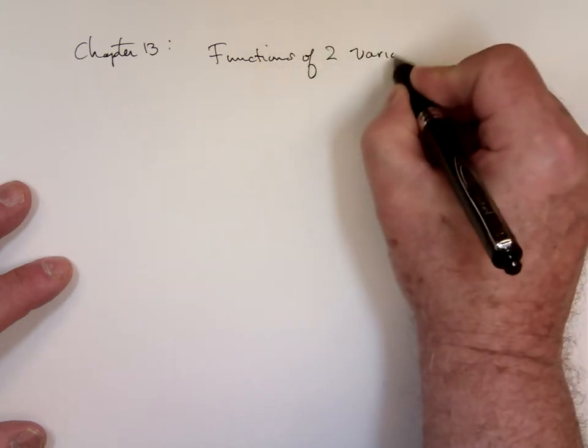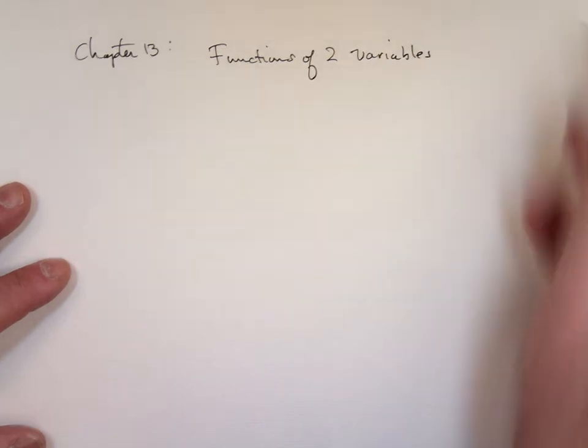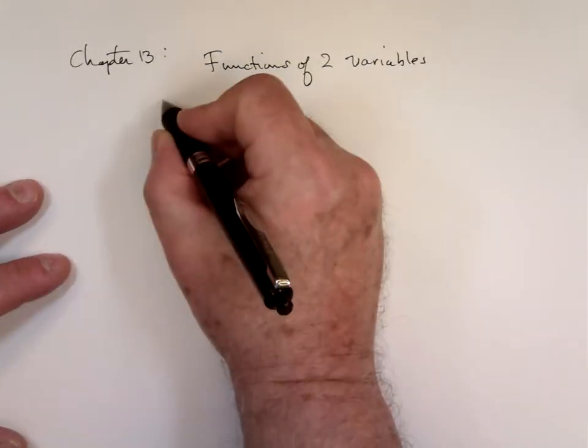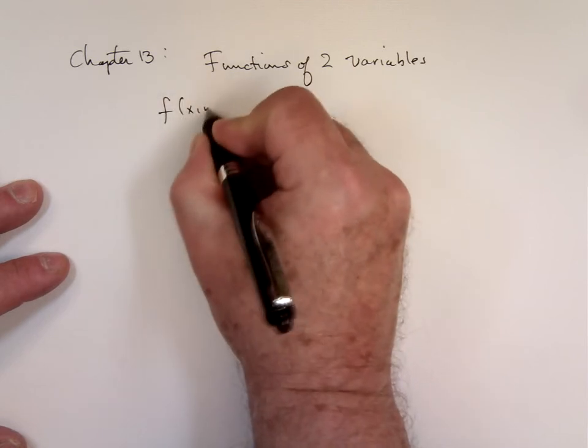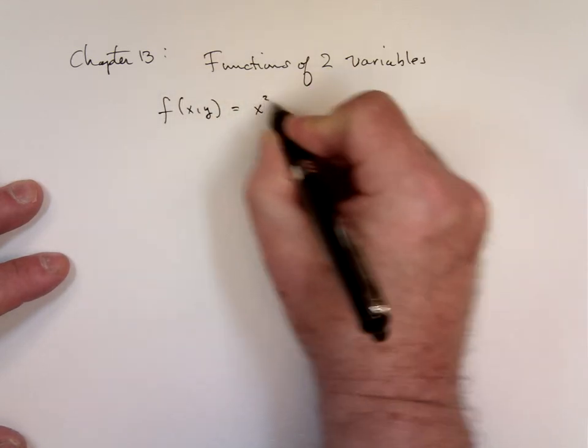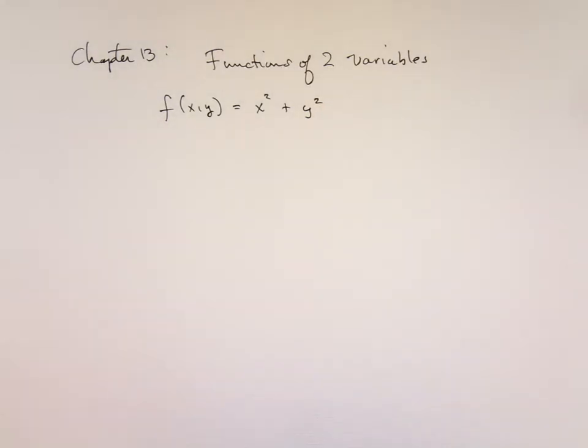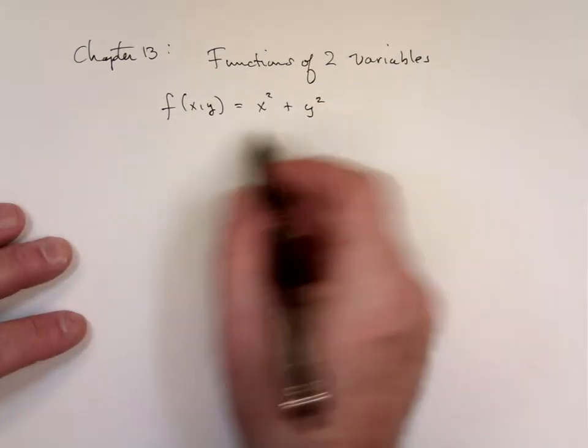Is it still in 3 space? Yeah, we're definitely going to be in 3 space. A function of two variables will be defined this way: f of x, y. Let's take f of x, y, and this could be written this way or this way.